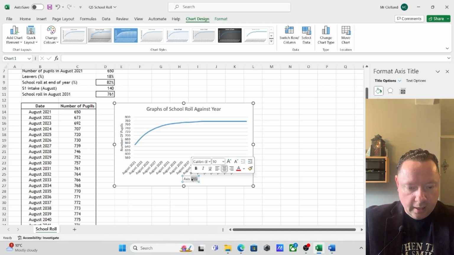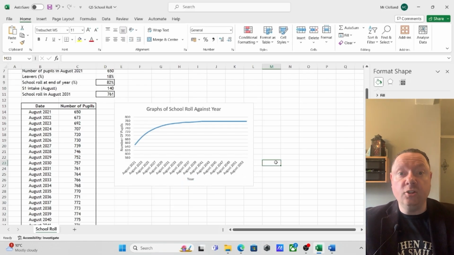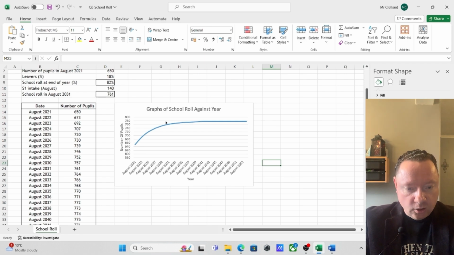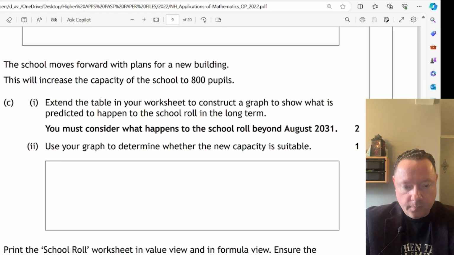And this one is year. So we've appropriately labelled the graph, just in case there's a mark for that. Now in this question there wasn't a mark for that, but there will be a mark for it somewhere probably. So just make sure all graphs are appropriately labelled whenever you do them. Okay, so we've done a graph. Let's go check the question.